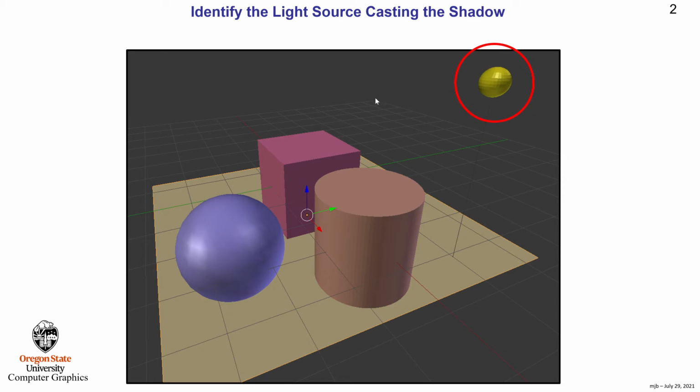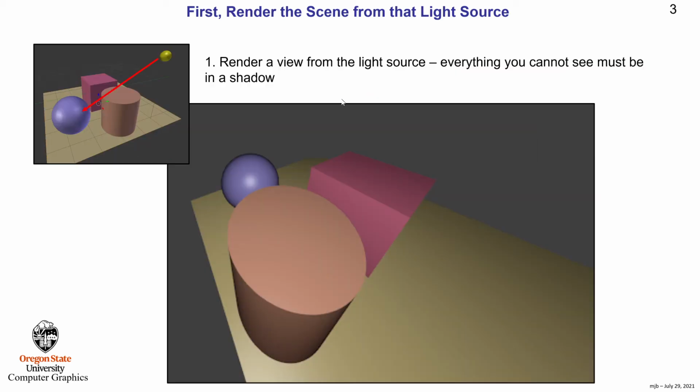And if you think about it, if you put your eye at that light source, like here, then if you were to render the scene from the point of view of the light source, not the point of view of the eye like we normally do, it looks like this. And anything that you can see will not be in a shadow. That is, anything the light can see is not in a shadow. Anything you can't see is in a shadow.